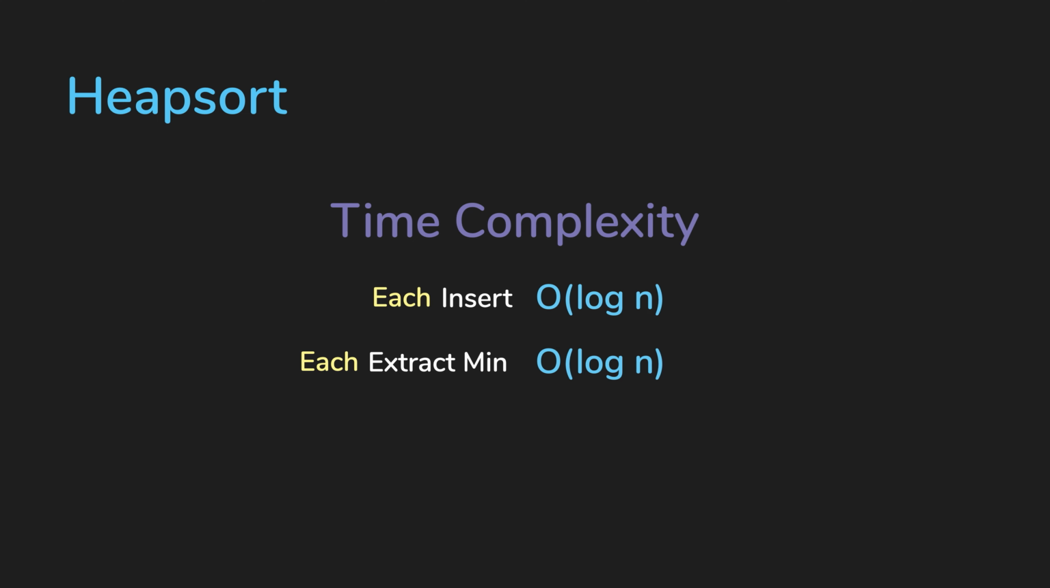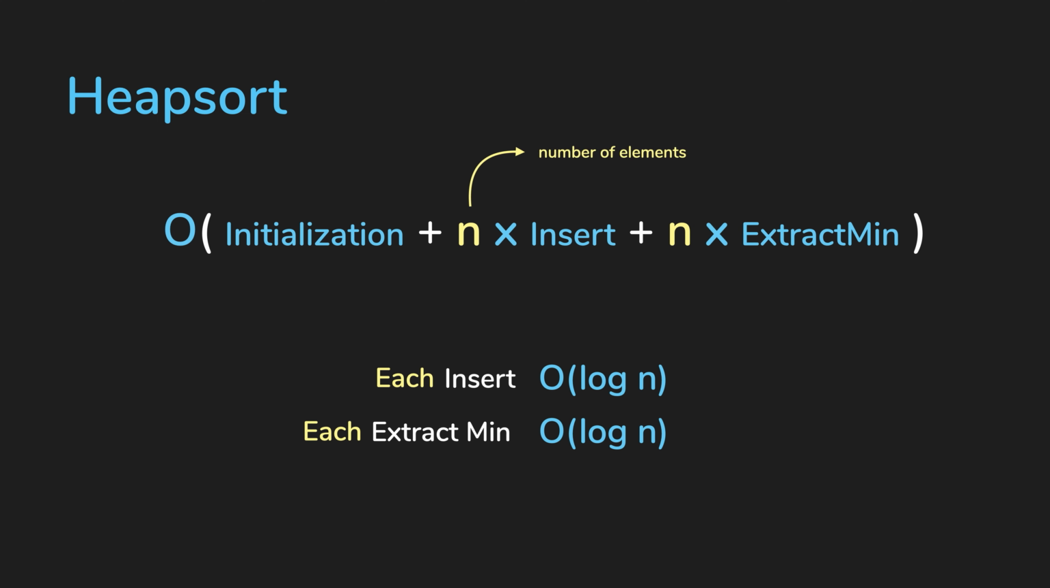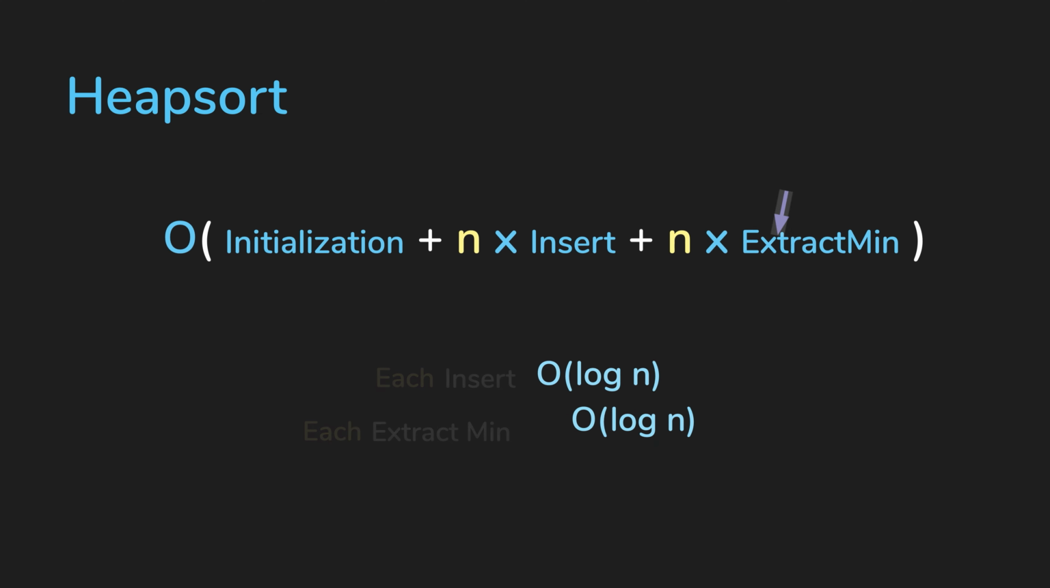So what is the time complexity for Heapsort? When n is the number of elements in the array, we can think of the time complexity to be this formula. O of whatever it takes to initialize, plus n times the time for insert, plus n times the time for extract min. We initialize the heap, then we have to insert n elements, and then extract min n times.